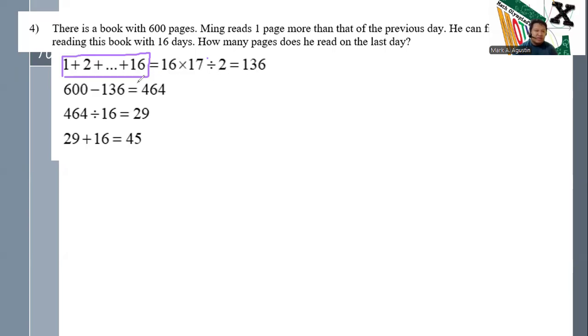So the formula for that one, if you're adding 1 plus 2 plus 3 until n, is equivalent to what we call a summation of consecutive numbers, or arithmetic sequence to be exact. Sorry for my handwriting, by the way. That's n times n plus 1 divided by 2. That's why it became 16 times 17 divided by 2. That's the formula for summation of consecutive numbers.